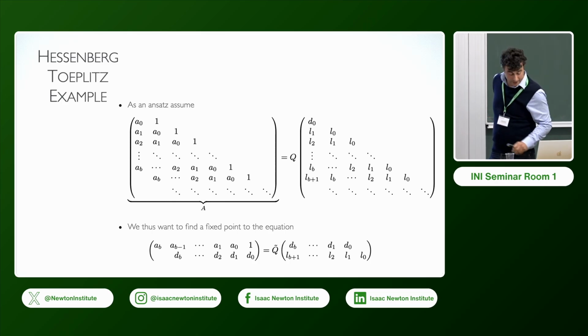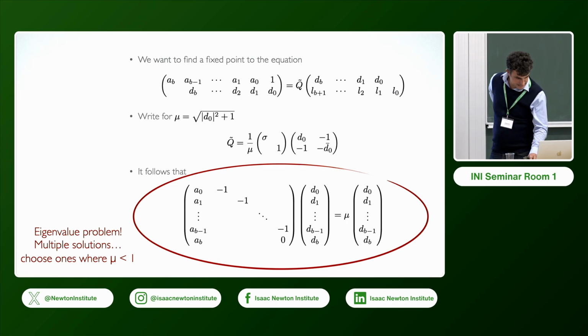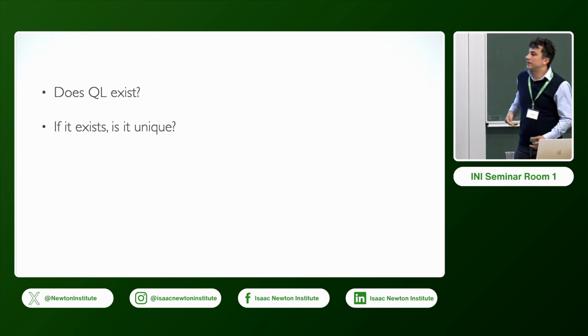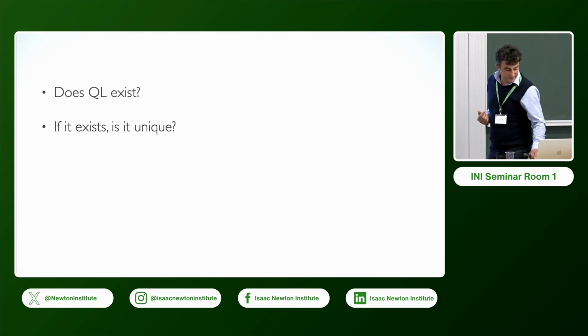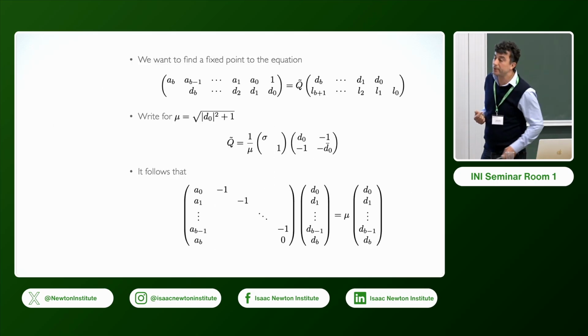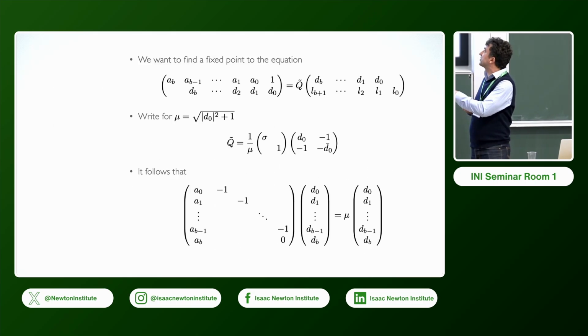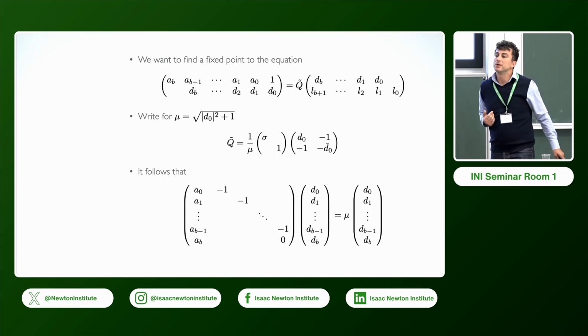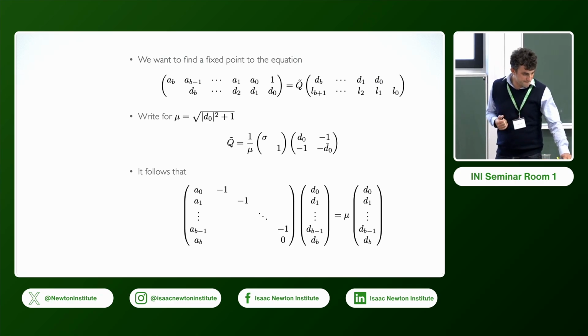We can do this with Hessenberg. I'll skip that and get to the conclusion. Effectively, we can solve this exactly as an eigenvalue equation. We want a fixed point iteration of this. We can recast it as an eigenvalue problem and write these entries, the D's, in terms of our data, the A's.